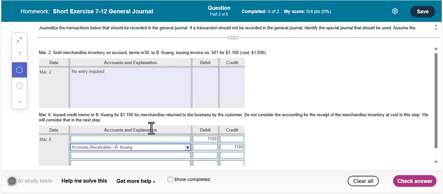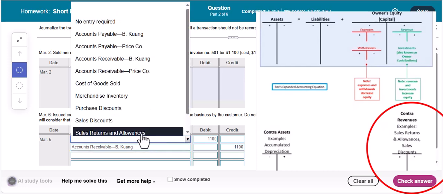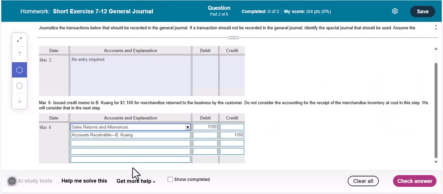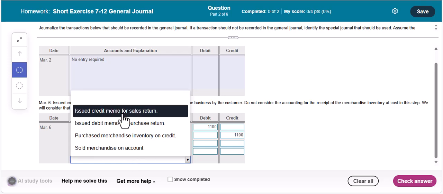So what then is our debit account? Well, hopefully you remember that with a refund here, we will be looking at the account called sales, returns, and allowances. And that account is a contra revenue. So it has the opposite plus side, so it goes up with a debit. So again, that's going to be sales, returns, and allowances as a debit here. So let's go ahead and end our explanation here. Issued credit memo for sales return.